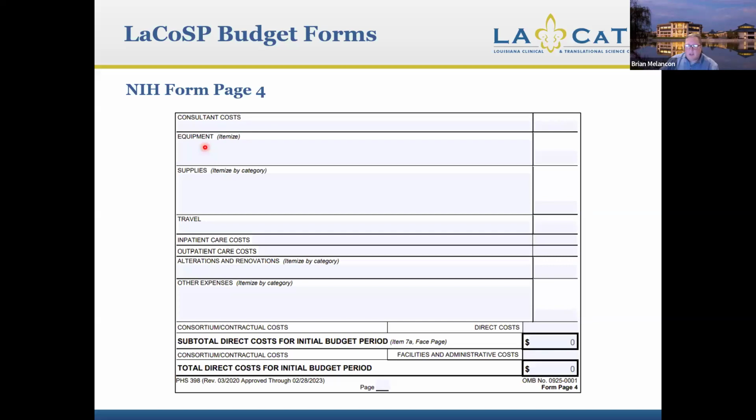No issues there. So next, you're looking at, please note that itemizing, if it's required to be itemized, it'll say so, like supplies, itemized by category.